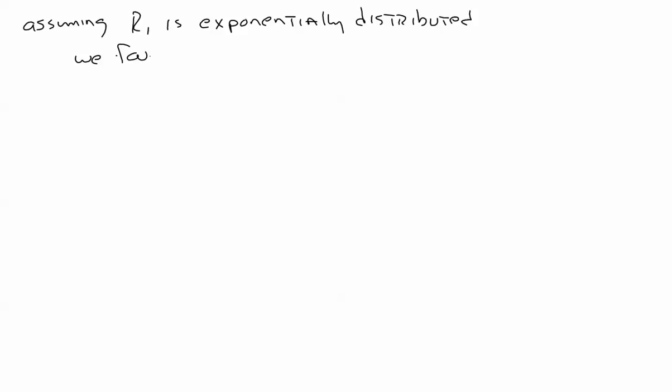So assuming R1 is exponentially distributed, we found that the mean output voltage was about 7.16 volts. But that is absolutely not the mean voltage we would expect by looking at the mean values of R1. All right?